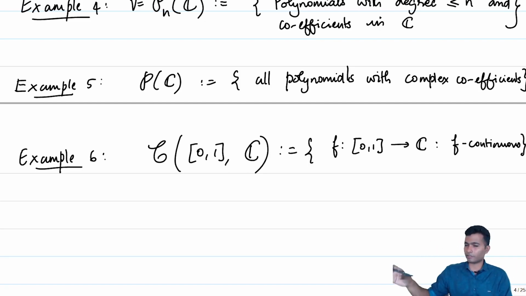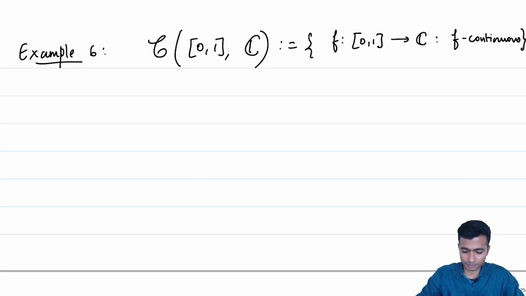Alpha is a complex number, f of x is a complex number. The multiplication will give you a complex number. This is hence a map from [0, 1] to C. And again, a course in real analysis would tell you that this is also a continuous function.